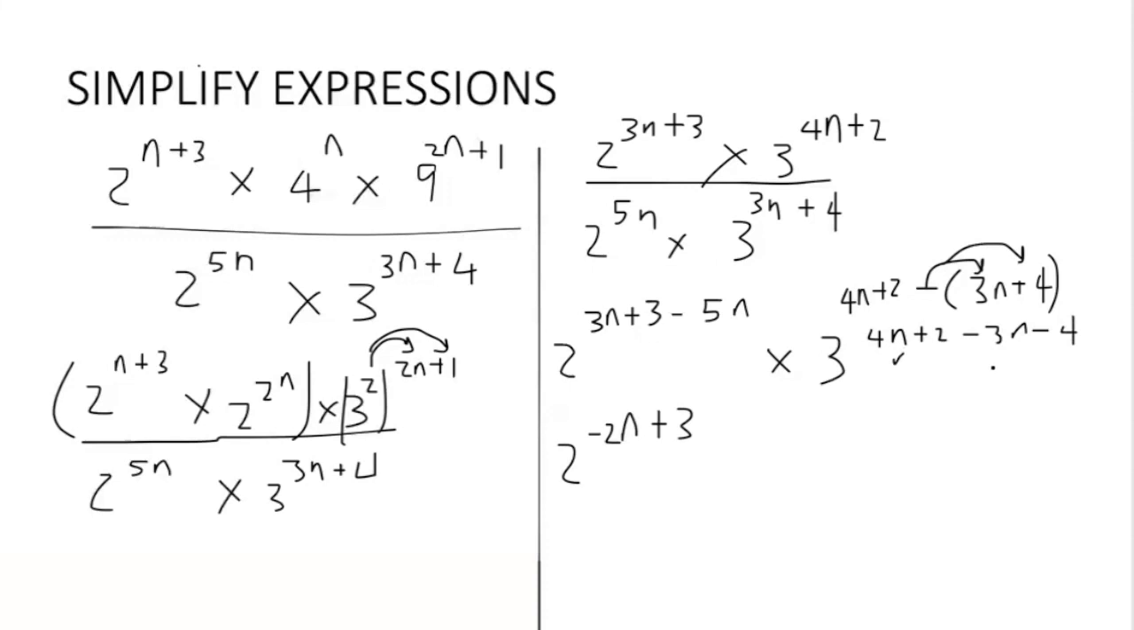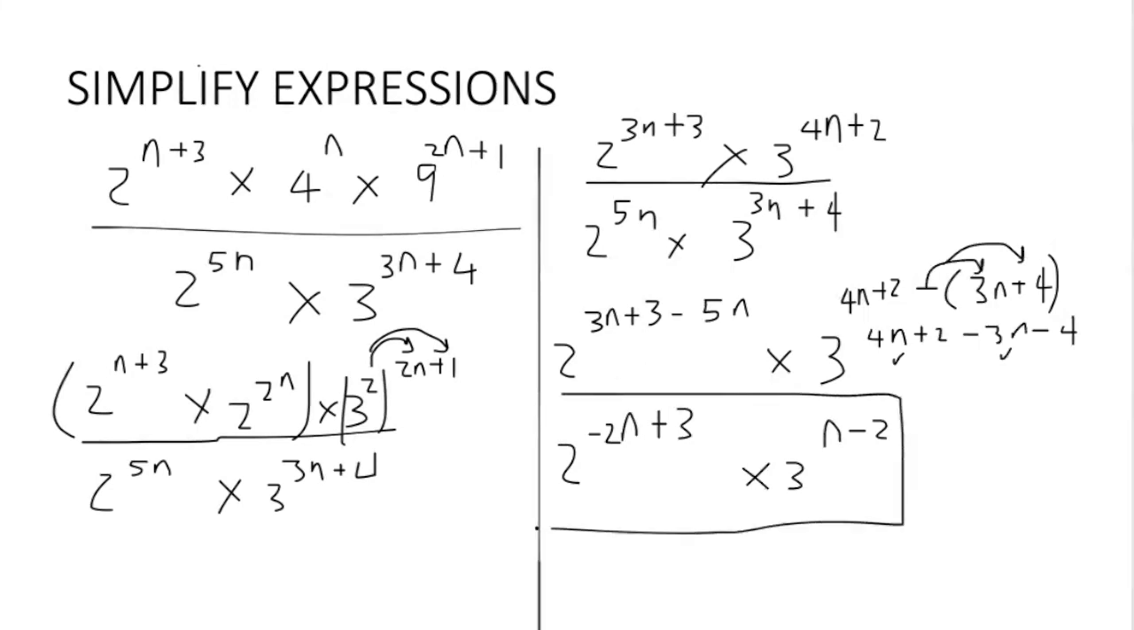So these are variables. So 4n minus 3n, let me go ahead and write times 3. 4n minus 3n, that's n. And 2 take away 4, that's minus 2. And that's it. So this is our answer for this question.